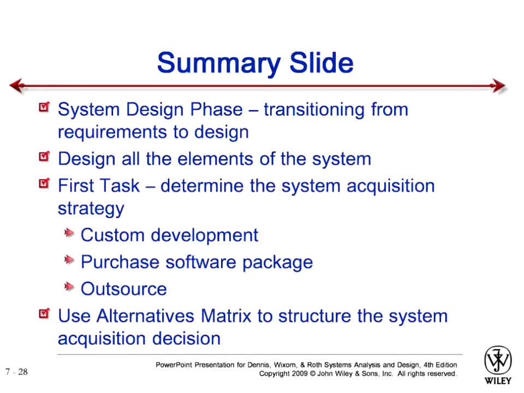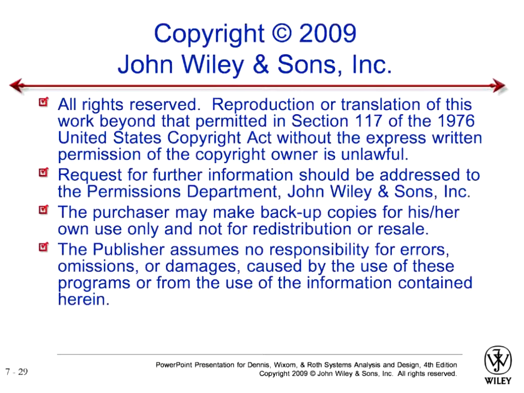Now, we are slightly in the design phase. We are talking about how we'll be designing all the elements of the system. We are deciding about the system acquisition strategy, whether you should go for custom development, purchase a software package, or outsource it. And we are in the process of designing the alternative matrix to structure the system acquisition decision. Based on these, we have to make a future decision about how much design we'll be making. Once we decide about the strategy, then we can talk about what part we have to develop, and for that we have to make the design. So these are the things which we have to do.